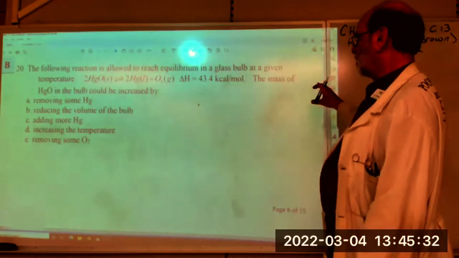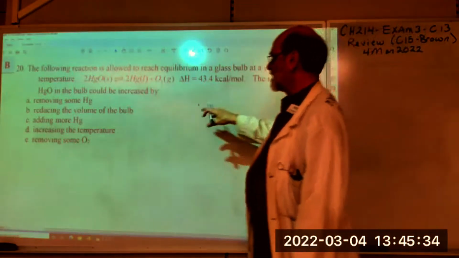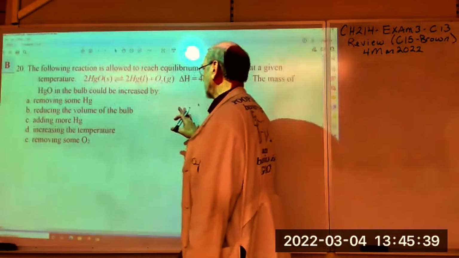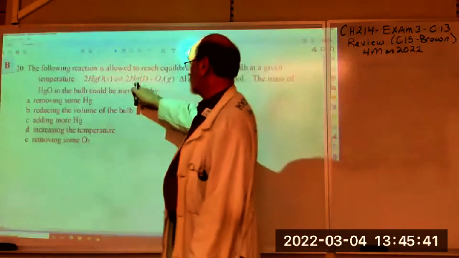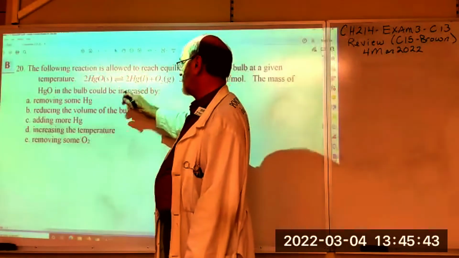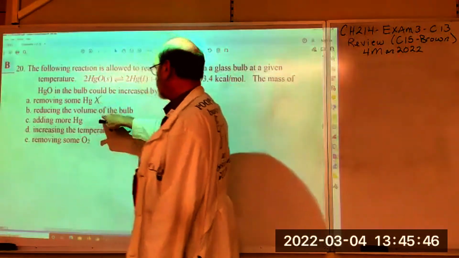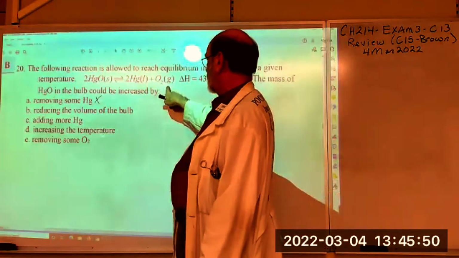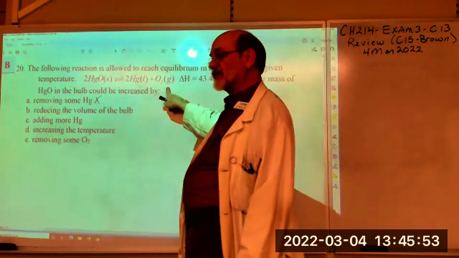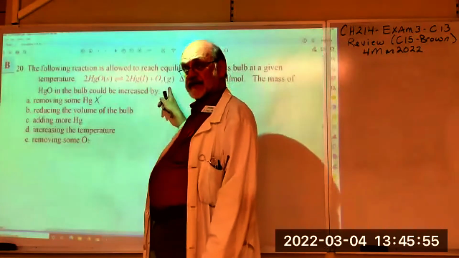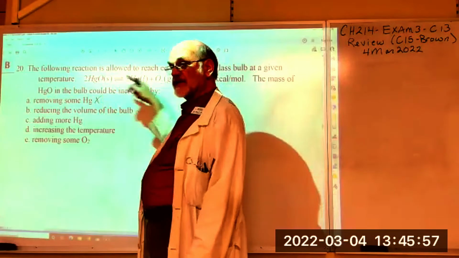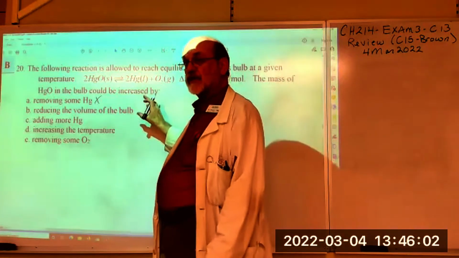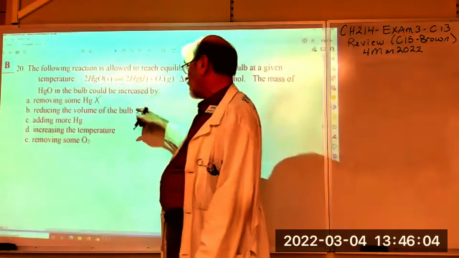Allowed to reach equilibrium, the mass of the mercury 2 oxide in the bulb could be increased by: remove some of this? No, that'll decrease it. Reduce the volume of the bulb. There's a gas. If we reduce the volume, increase the pressure, it's going to get rid of that gas. Even though there's no gas on this side, it will try to reduce that amount to compensate for the increased pressure. So yes, that one will.